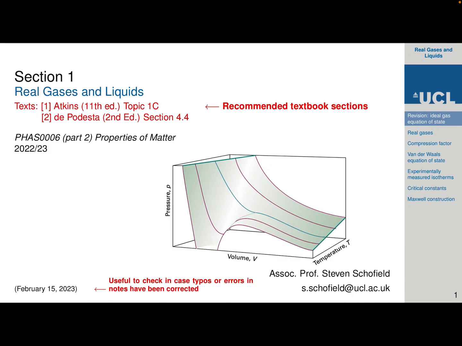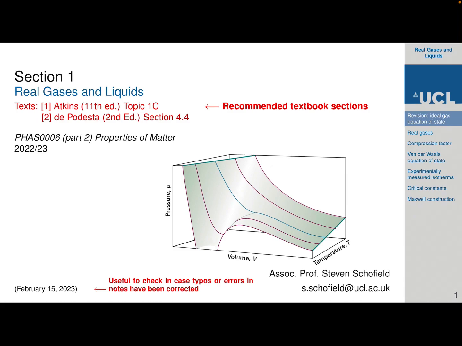So in this section we are going to talk about real gases. We'll start off with the ideal gas equation that you've already learned in the first half of this module. And we'll look at what the limitations of this equation are and how we can modify it in order to better describe the properties of real gases. And in doing so, we will learn a little bit about why gases condense into liquids and solids.